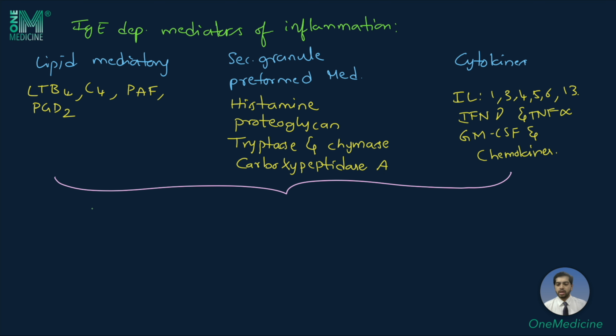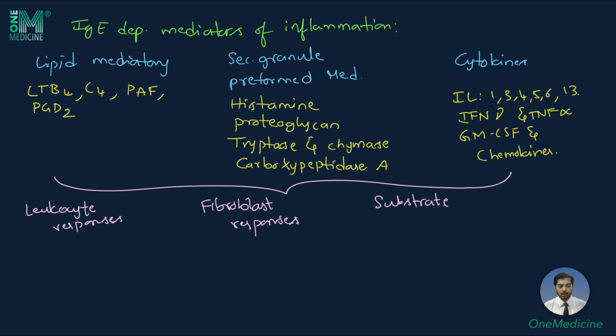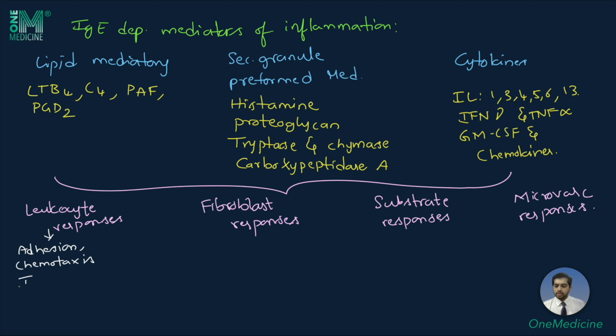Combined, they have 4 important actions in inflammation. These are leukocyte responses, fibroblast responses, substrate responses, and microvascular responses. Leukocyte responses include adhesion, chemotaxis, IgE production, eosinophil activation, and mast cell proliferation.